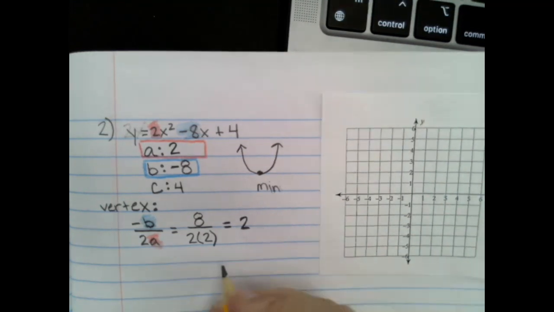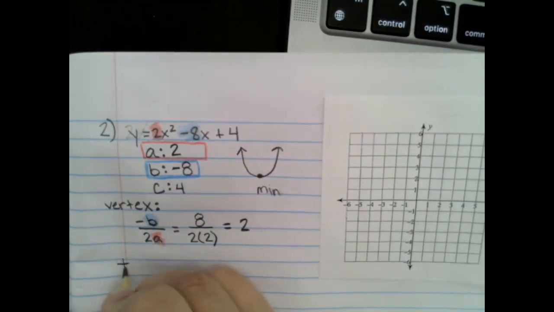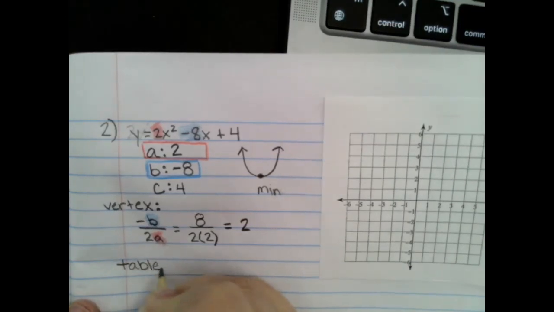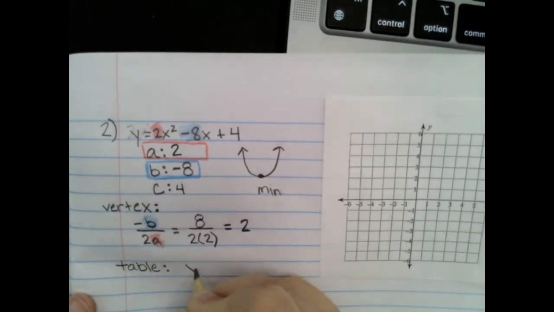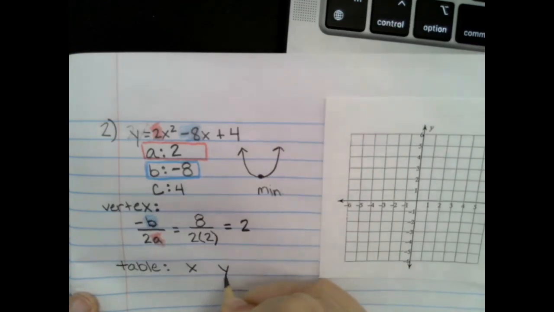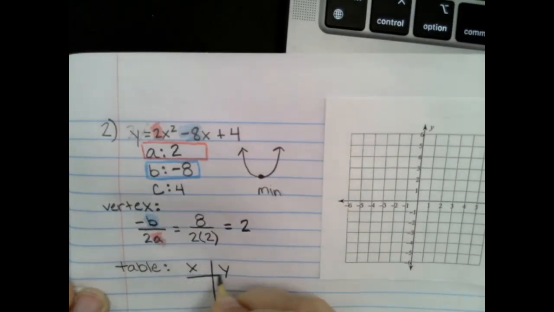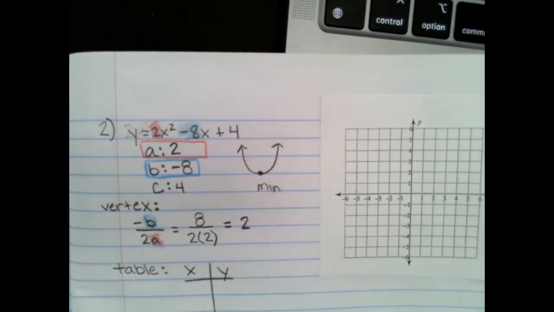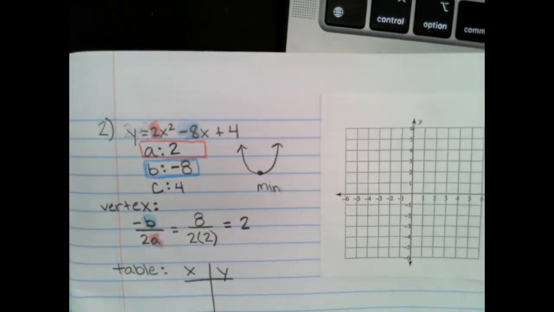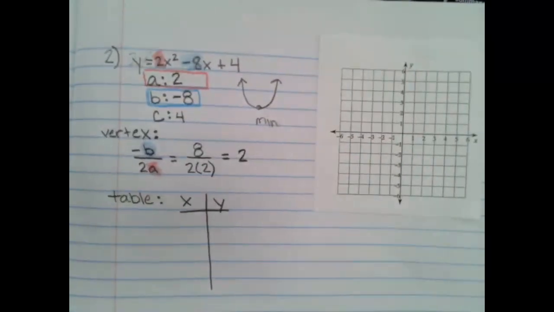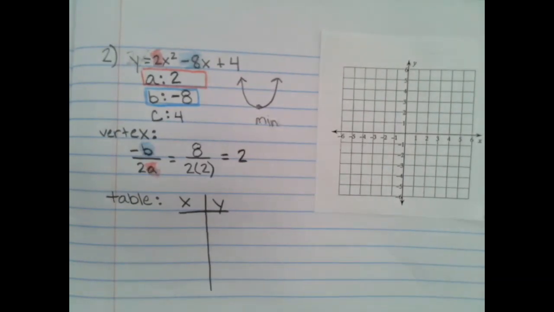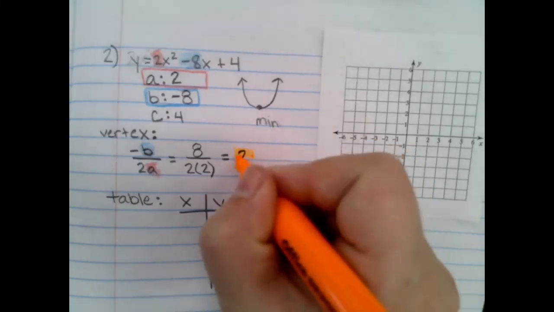All right, next up we're going to make a table. And a table has our inputs and our outputs, so our x's and our y's. But we can't just put in any random numbers, because then we're just going to keep putting numbers in, numbers in, numbers in. We want to center our graph. We need that middle number. What is our middle number going to be? 2. Good. We use that vertex, that 2.